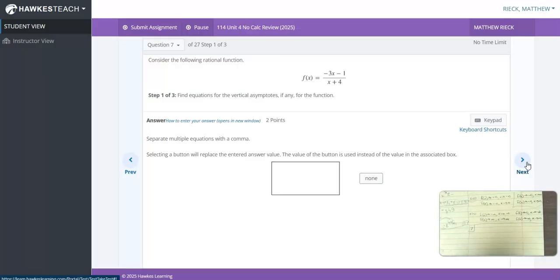So yeah, so again, your vertical asymptotes are going to be when your denominator equals 0. So here we're looking for when x plus 4 equals 0. So that means that x is going to equal negative 4.